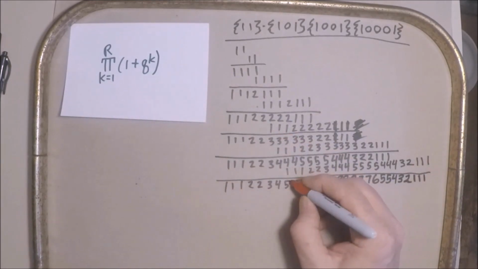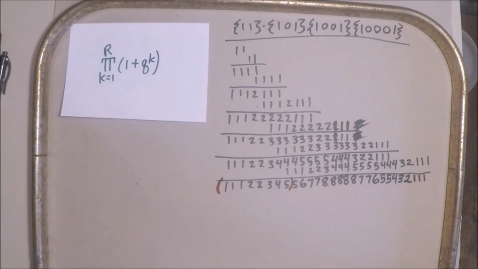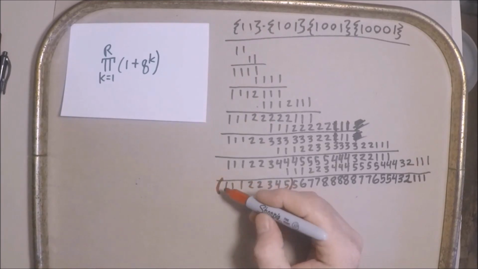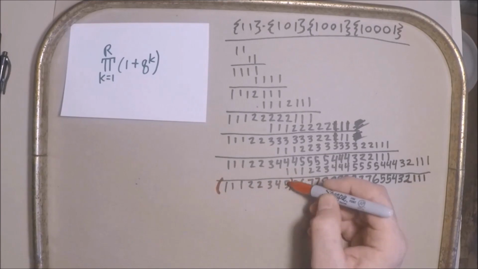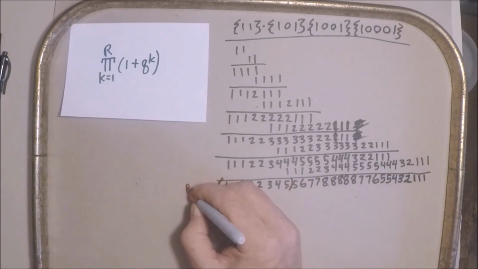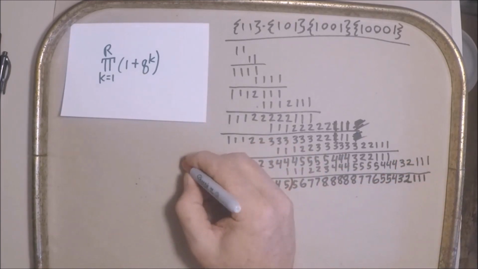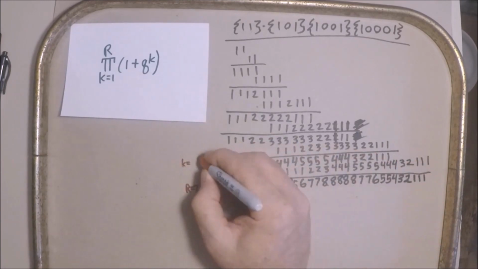By this point, we know that these are the accurate numbers of the sequence. But there's more that we can do. Let's say this is our R: 0, 1, 2, 3, 4, 5, 6, 7. So R is 7. R equals 7, which means that these are k equals 6.